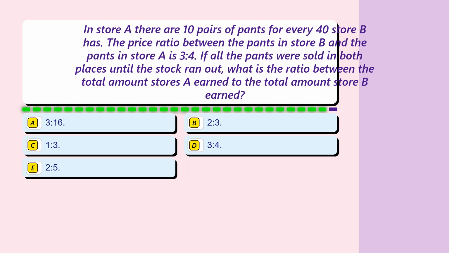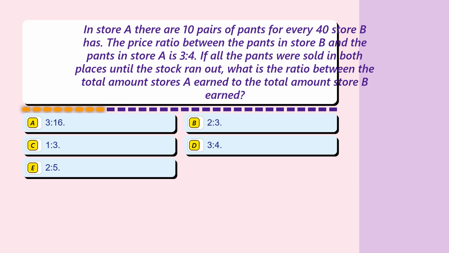Question 4. In store A there are 10 pairs of pants for every 40 store B has. The price ratio between the pants in store B and the pants in store A is 3:4. If all the pants were sold in both places until the stock ran out, what is the ratio between the total amount store A earned to the total amount store B earned?